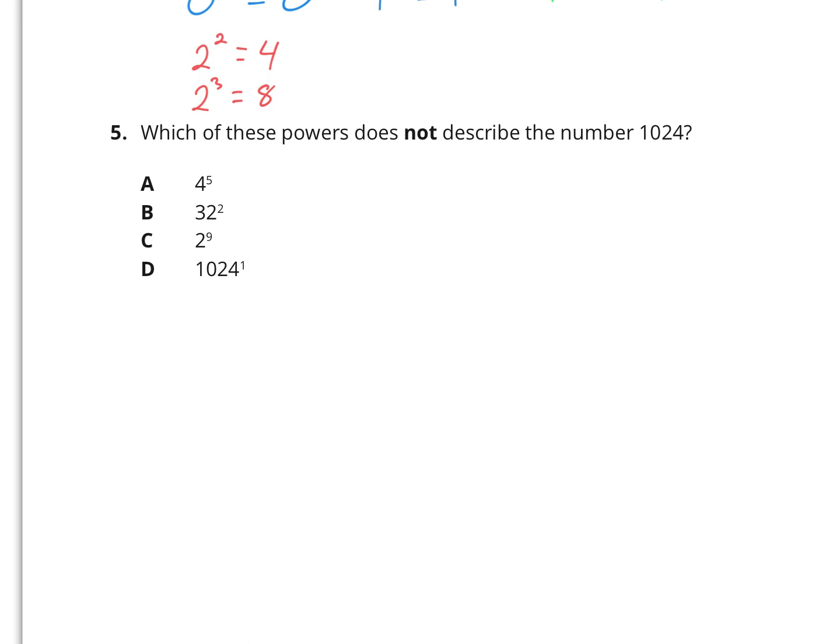Here we have, which of these powers does not describe the number 1024? Okay, well, here we could just punch it into our calculator, but I think we can already tell here that D does not work, right? Because 1024 to the power of 1 is 1024. If we punch into our calculator 4 to the power of 5, well, that equals 1024, so it can't be that one. 32 squared, or 32 to the power of 2, is 1024, so it can't be that one. So it has to be C.